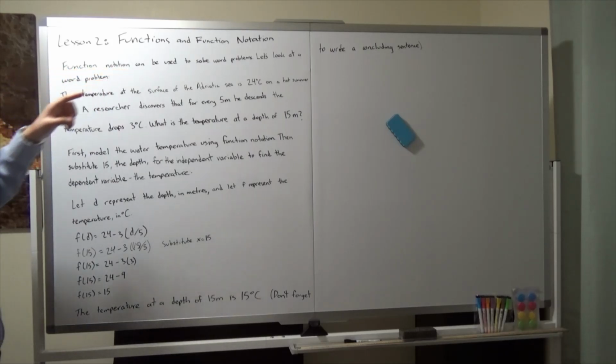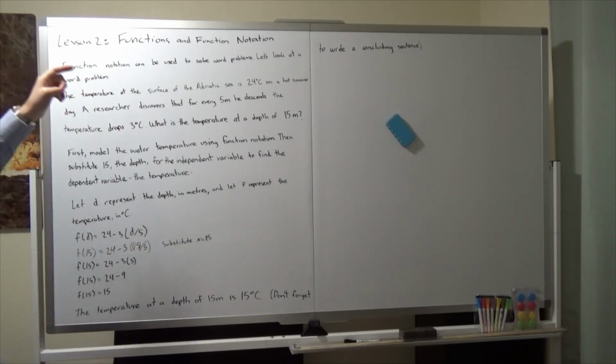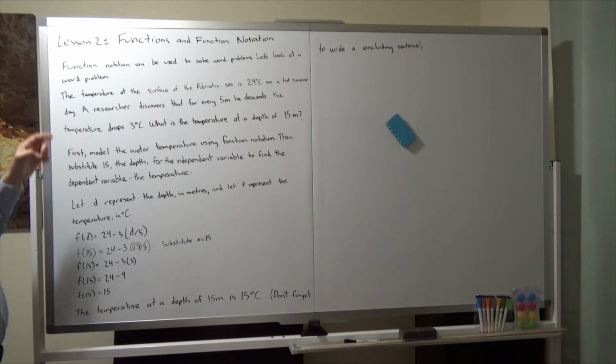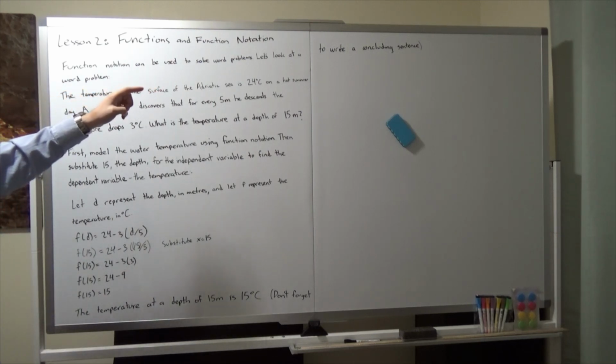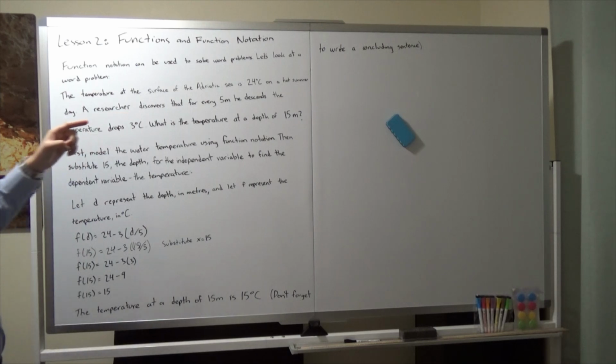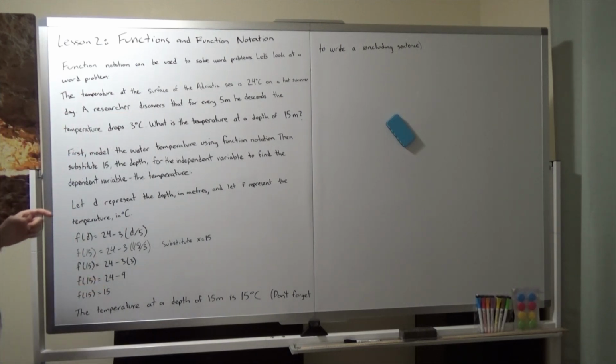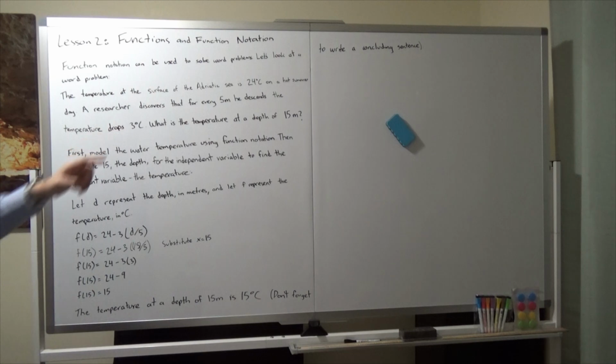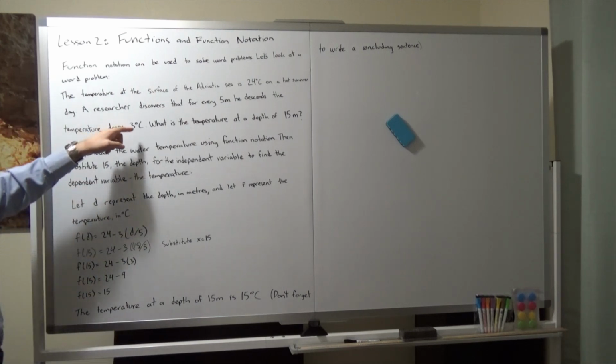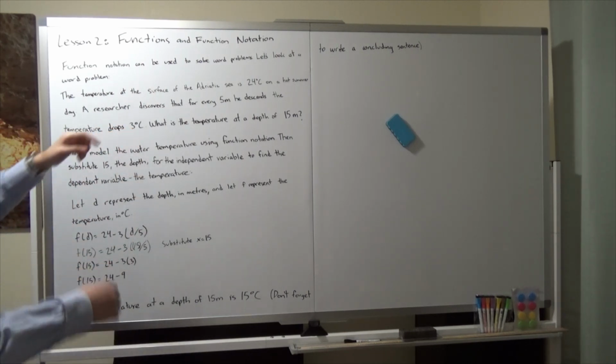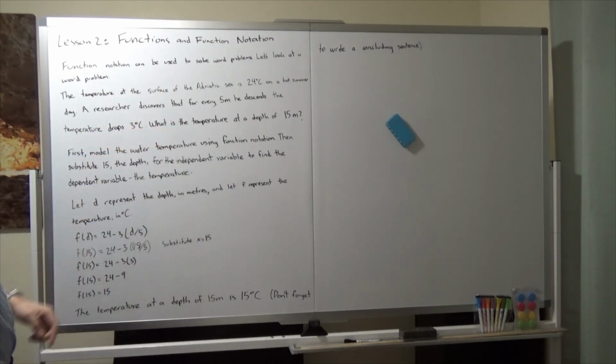Function notation can be used to solve word problems. Let's look at a word problem. The temperature at the surface of the Adriatic Sea is 24 degrees Celsius on a hot summer day. A researcher discovers that for every 5 meters he descends, the temperature drops 3 degrees Celsius. What is the temperature at a depth of 15 meters? So we know that the temperature at the surface is 24 degrees and it decreases by 3 degrees every 5 meters. We want to know what the temperature is at a depth of 15 meters.